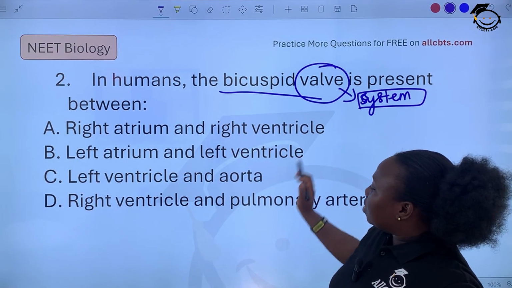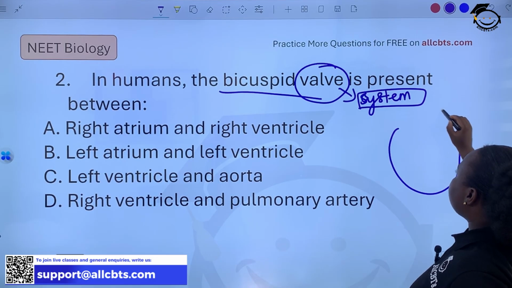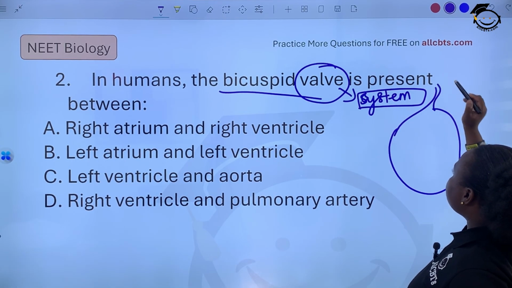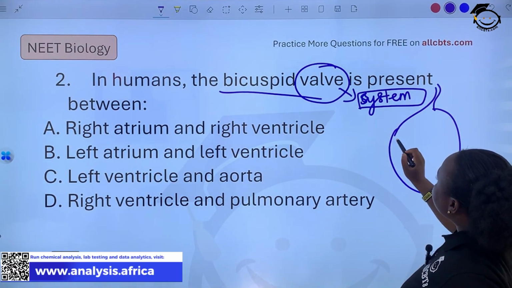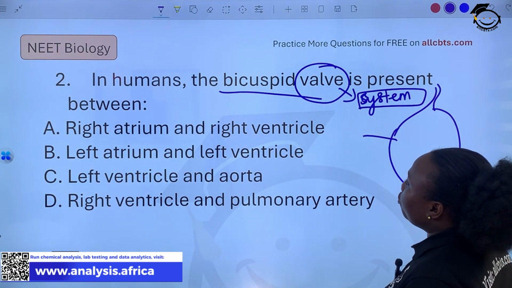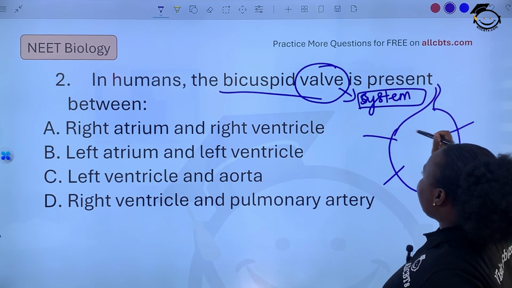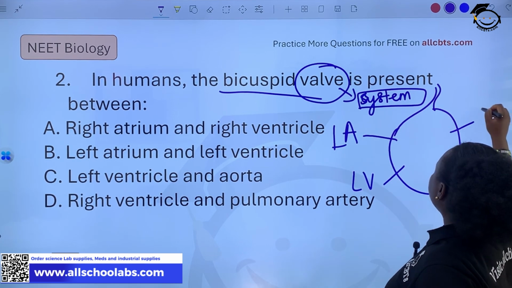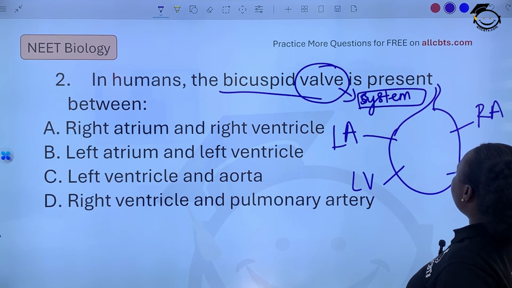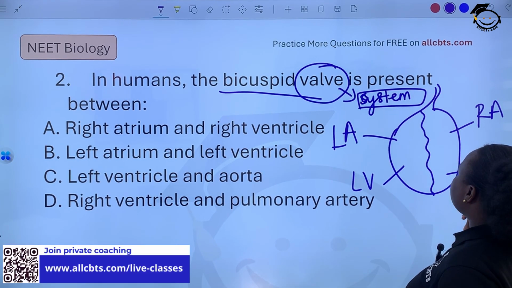Now, let's say this is the heart. This is how the heart looks. And in this heart, we know that we have 4 chambers. We have the left atrium, the left ventricle, the right atrium, and the right ventricle. Then we have something that separates them, and it's called the septum.